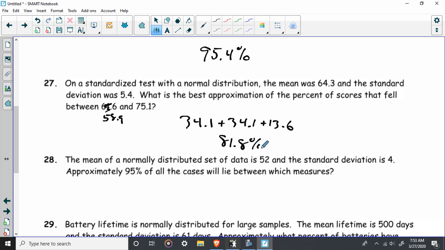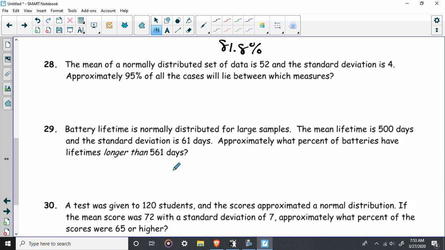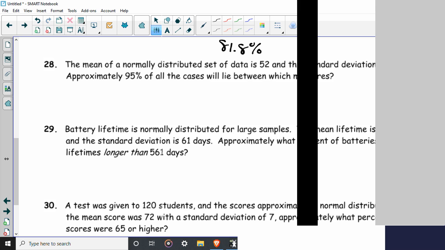81.8%. Okay. Again, just to note, you can do half standard deviations and things like that, but it's a little above what we really need to be able to do at your level. If you really want to do it, we can take a few days and go over how to do that.